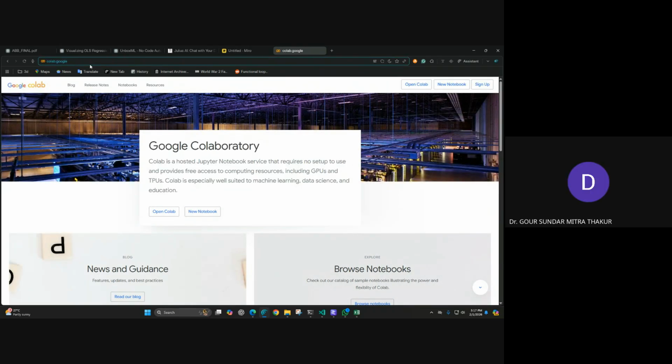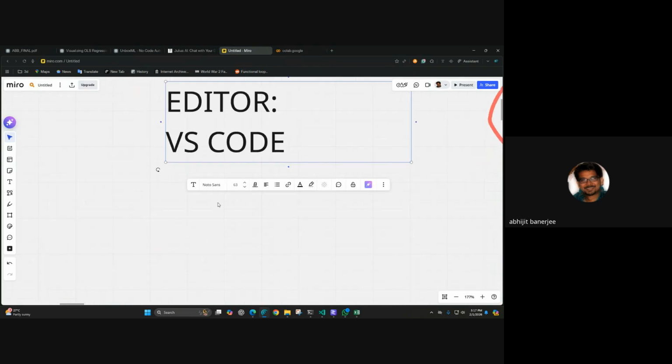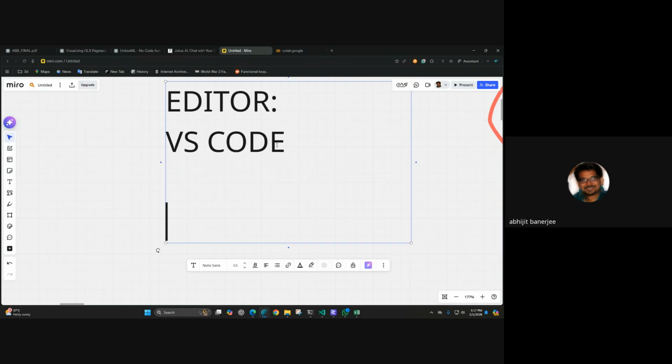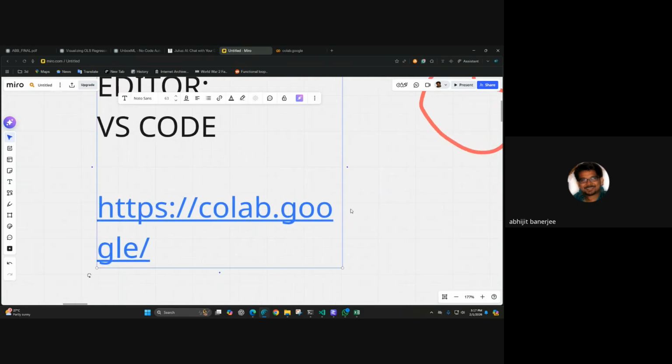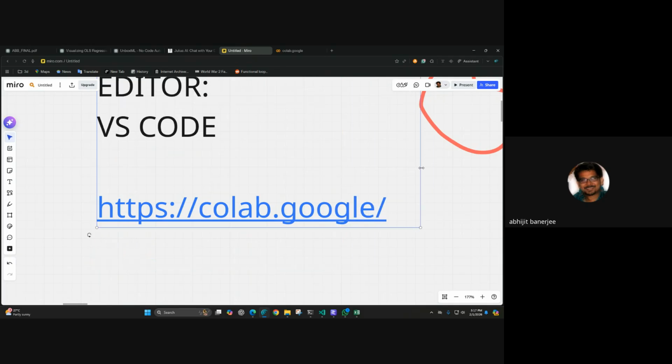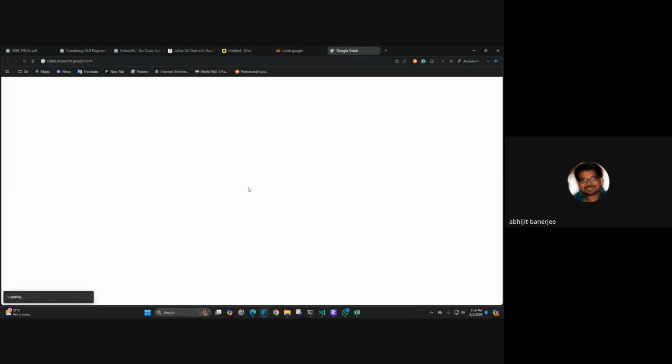You'll see that I don't need to install anything. I'm going with Google colab.google.com. I'll be writing it down. You can also use one more, which is this. Is it visible now? Yes, it is visible. Instead of VS Code, you can always go with Colab. It is free. It is on the net. So it's a browser-based thing. You can go with that also.